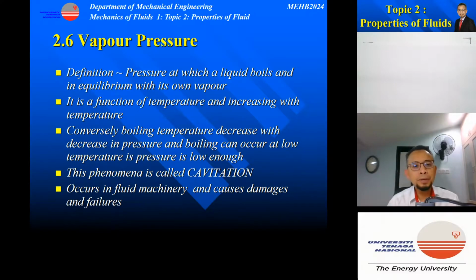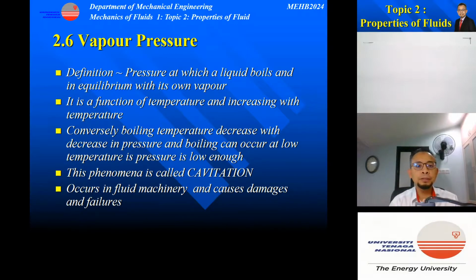Okay, the next property that we looked at is vapor pressure. This is again just revision, because you have learned about this in your thermodynamics, even in your physics. So what is vapor pressure? By definition, it is the pressure at which a liquid boils or changes phase from liquid to gas.